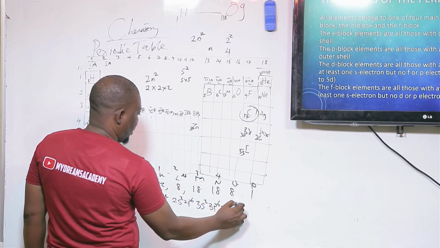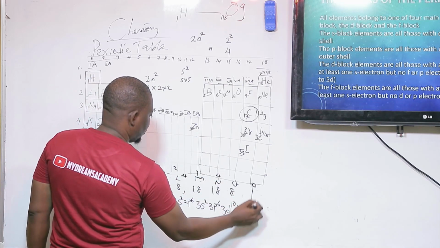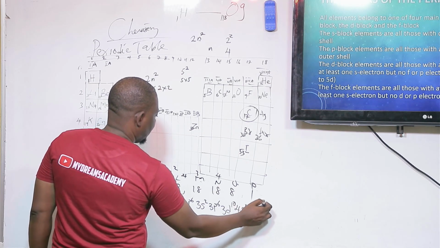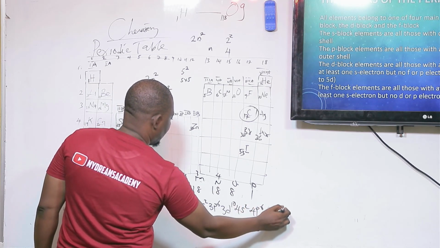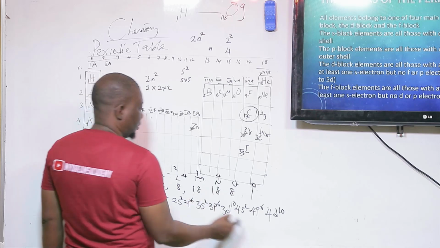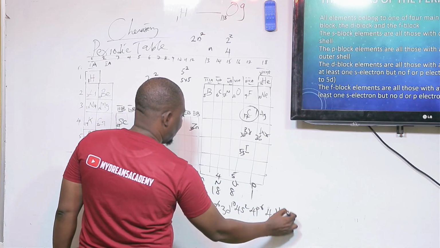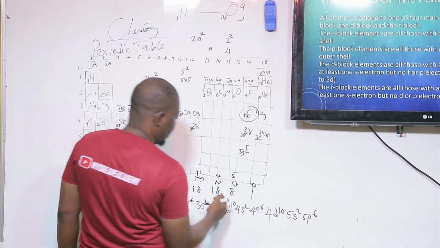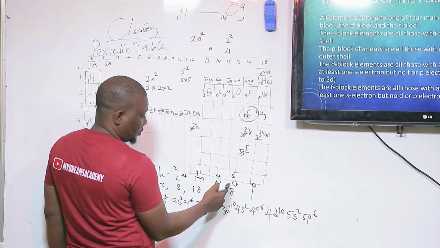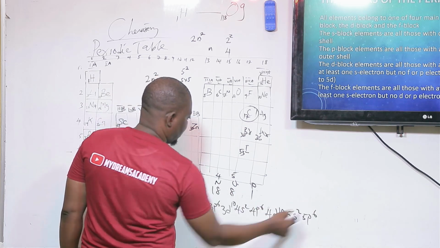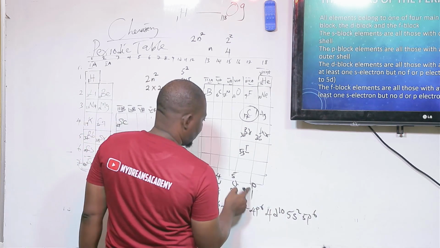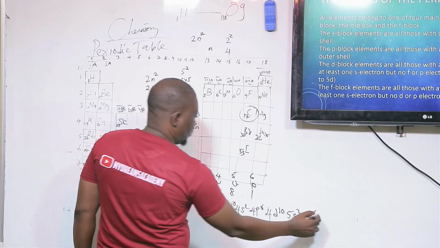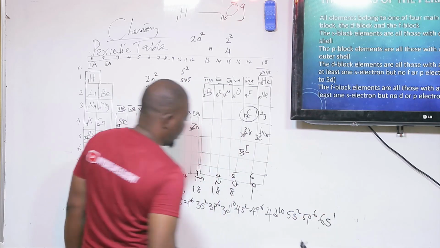This is 4: 4s2, 4p6, 4d10. I'm done with this. This is 5, so I have 5s2, 5p6. This is it. Because this we have 8, 2 plus 6. Last is what? P, then P is 6. So it will be 6s1.